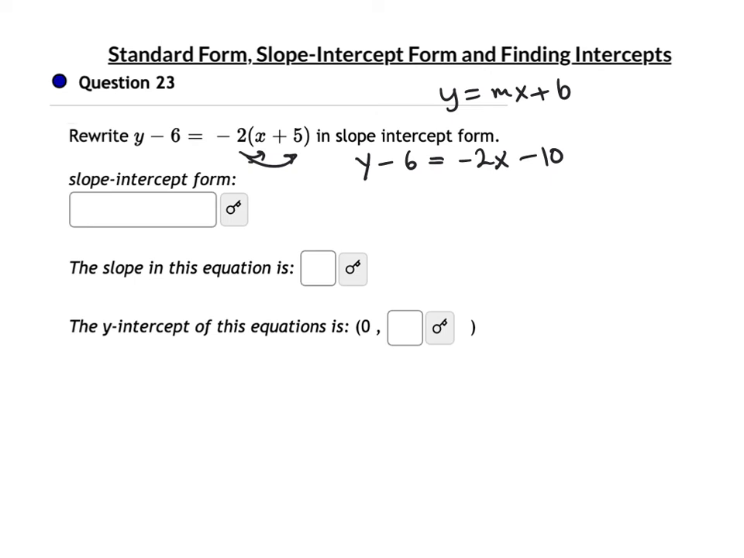Get the y by itself. Get rid of that -6. Add 6 to both sides. Y equals -2x. -10 plus 6 is -4. So the slope is -2, and the y-intercept is -4. And our equation was y equals -2x minus 4.